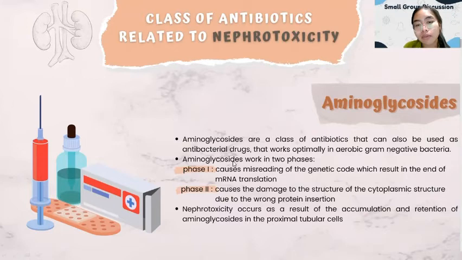The first one causes misreading of the genetic code, which results in the end of mRNA translation, and the second one causes damage to the cytoplasmic structure due to wrong protein insertion. So nephrotoxicity occurs as a result of the accumulation and retention of aminoglycoside in the proximal tubular cells. Okay, that's all from me.